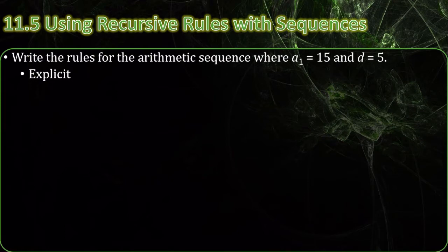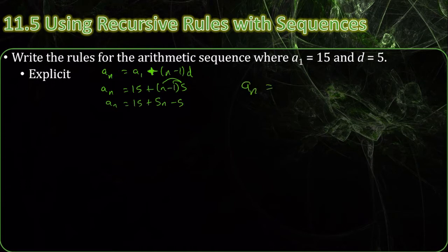All right, so let's write the rules for the arithmetic sequence where a1 equals 15 and d is 5. Let's start with the explicit. Remember, the explicit rule for an arithmetic sequence was a sub n equals a1 plus n minus 1 times d. a1 is 15, d is 5. Remember to distribute, so that's 5n minus 5. So 15 minus 5 is 10, so it's 10 plus 5n, or 5n plus 10.